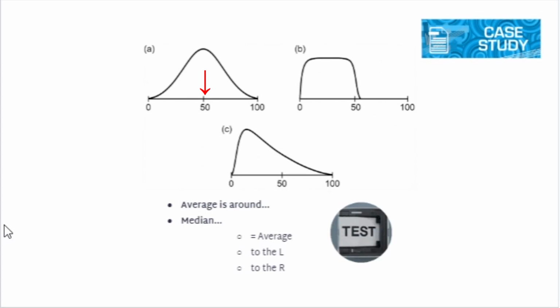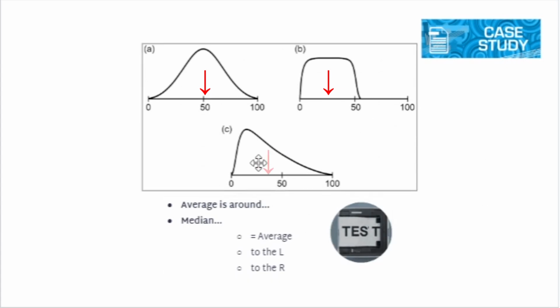The second one, histogram B, the average is 25. You have the range 0 to 50, and the average is the center. So here the median is also equal to the average, because it's symmetric. And for case C, you can guess the average is around, I would say, 40.